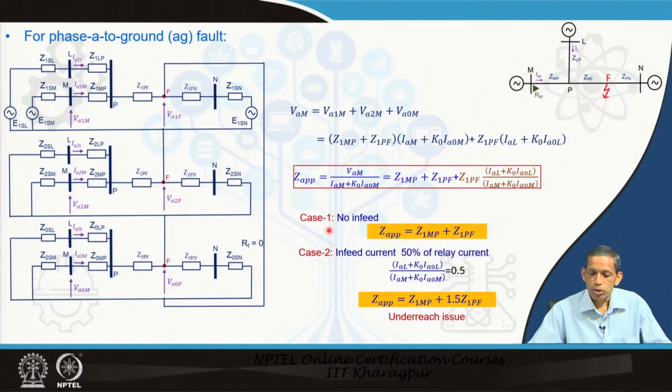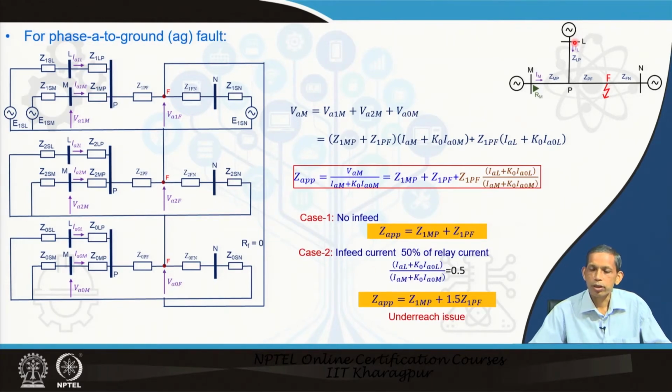So, two situations. Suppose at one instant there is no infeed, this source is out from an operational perspective, then there will be no IL current flowing. In that case, this component will be 0. So, therefore, only these two components will be there. So, Z apparent at that time will be Z1MP plus Z1PF for the phase A to ground fault at F. So, this will be this.